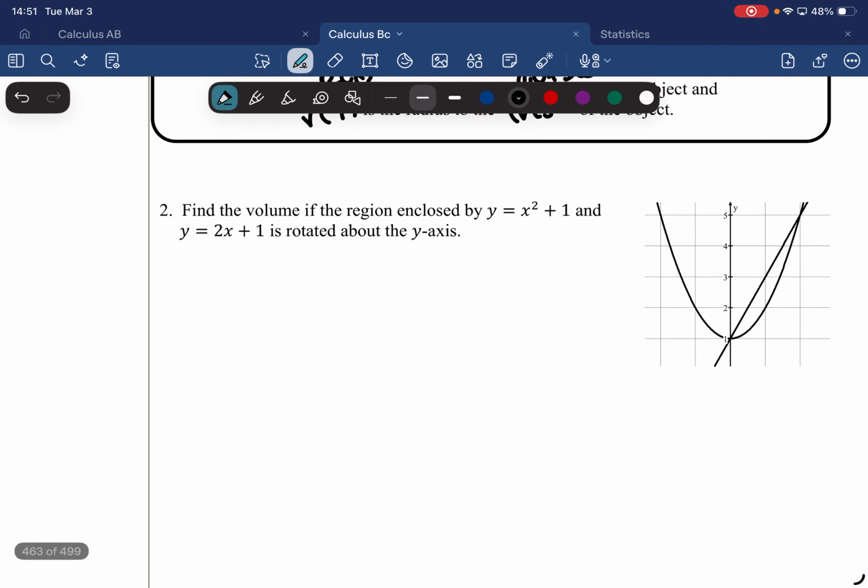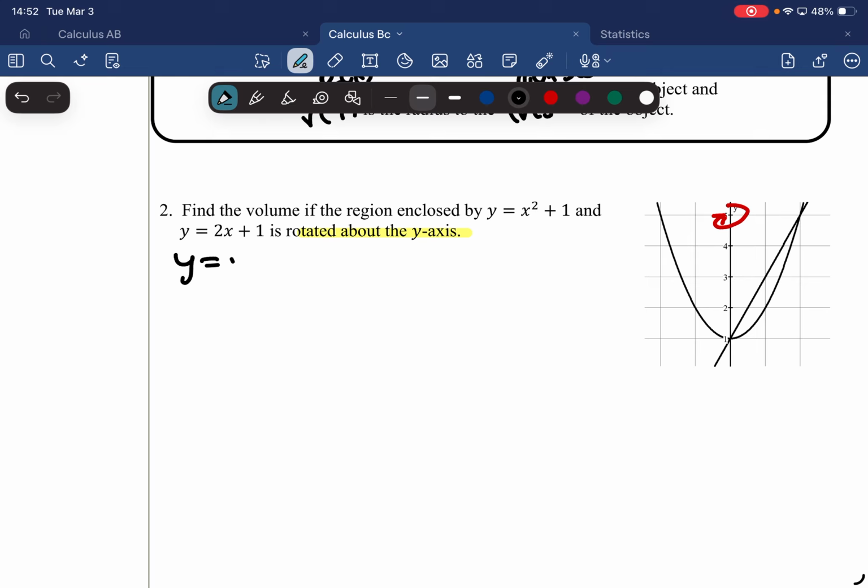So number 2 says find the volume of the region enclosed by y is equal to x squared plus 1 and y is equal to 2x plus 1 rotated about the y-axis. Since this is talking about rotation around the y-axis, that means I need to take these equations and get x by itself. So again, this is rotation around the y.